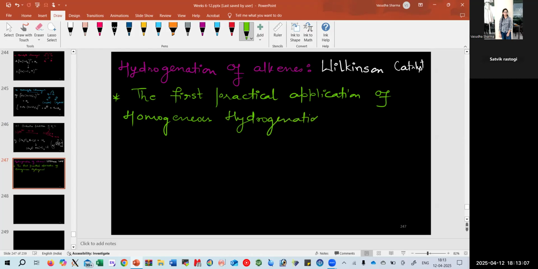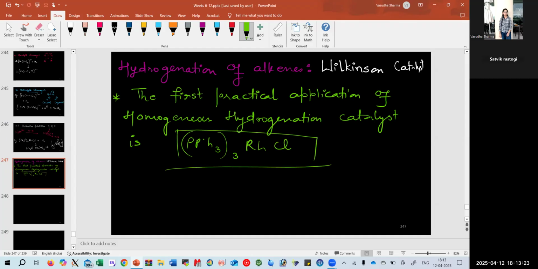Hydrogenation catalyst is this Wilkinson catalyst, which is nothing but triphenylphosphine rhodium chloride. This is a very important complex where rhodium is in the plus one oxidation state because the phosphine is a neutral ligand. This actually involves the oxidative addition process of dihydrogen.